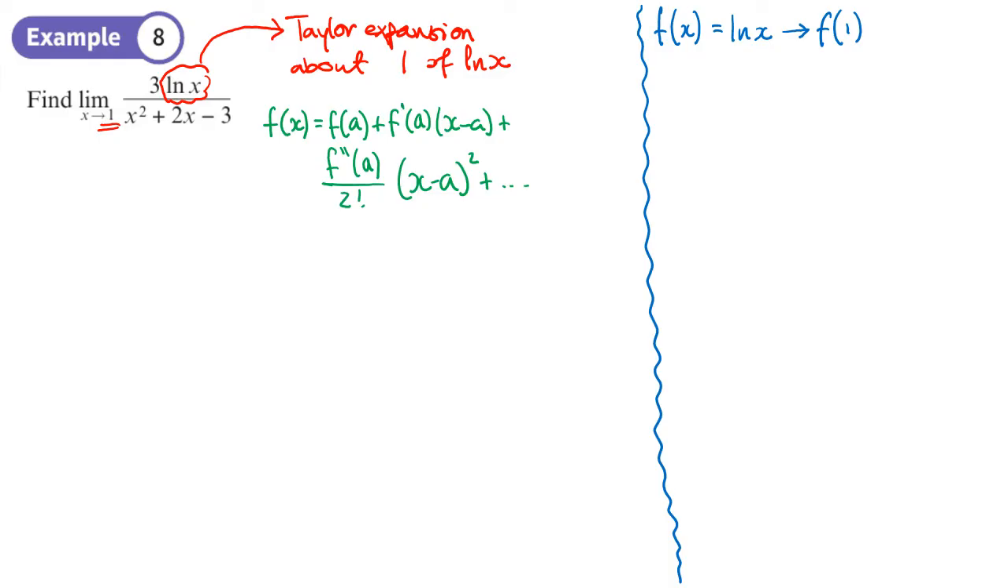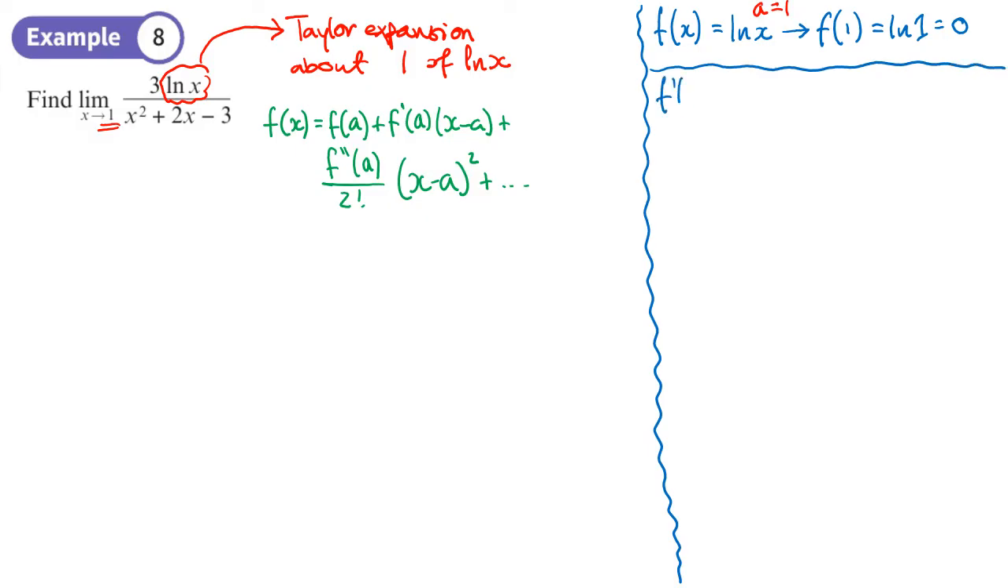So yeah, f of x is log x, so f of 1, remember a is 1 in this, a equals 1. That will be log 1, and log 1 is 0.